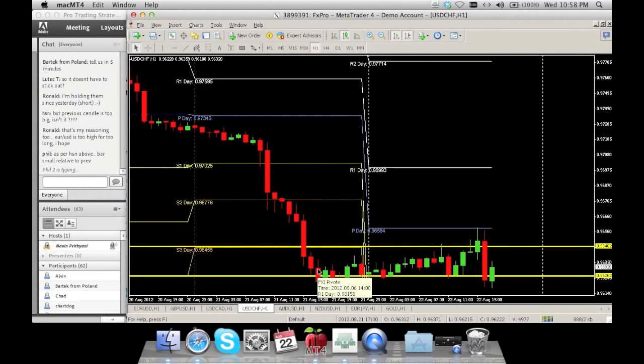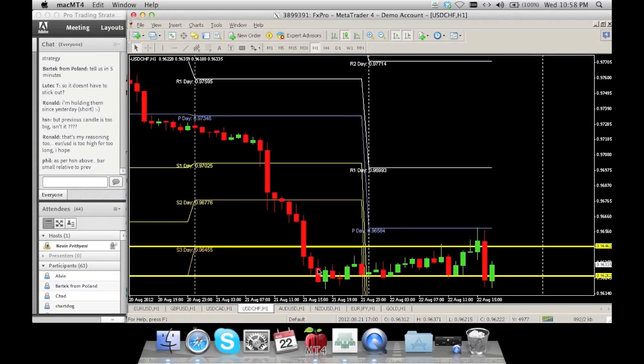Alright, so that's my reasoning too. Euro USD is too high for long, I hope. Never think like that. When the market trends, it trends non-stop. There is nothing stopping it. So there's no such thing as it's gone too high, too low, and if it does retrace, it'll retrace a little bit before it goes back again, or if it continues to trend again.